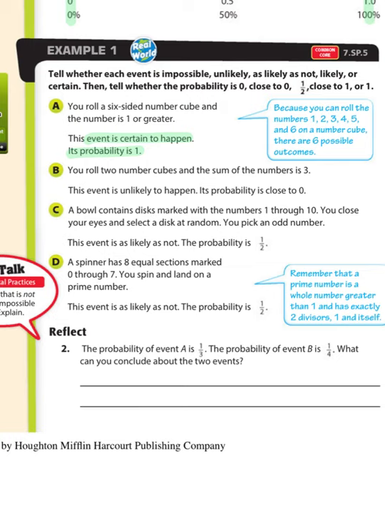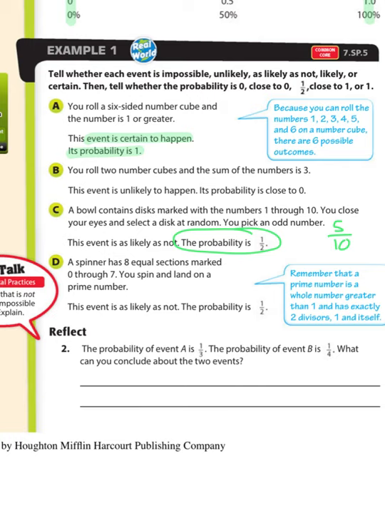All right, a bowl contains discs marked with the numbers 1 through 10. You close your eyes and select a disc at random. You pick an odd number. So half of the numbers 1 through 10 are odd. So the chances that happens are literally 5 events out of 10. The probability is 1/2. That's as likely as it is not likely.